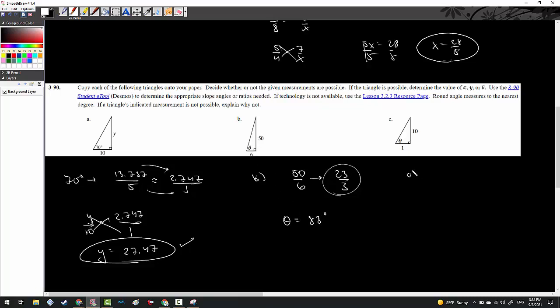So for C, again, we're looking for an angle here. Theta is the angle. So now I'm going to use that resource page. 10 over 1 gets me an 84 degree angle. All right, let me come back with the next ones.